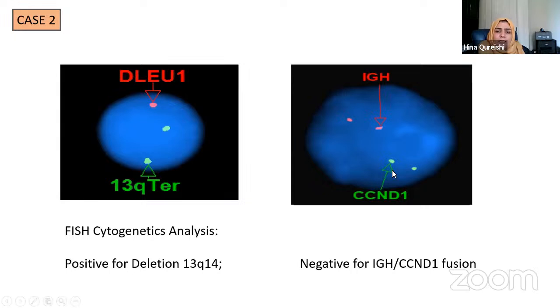So the IGH-CCND1 probes, they show that you have 2 red and 2 green signals. So this is a normal study. So it's negative for the IGH-CCND1 fusion. So based on this finding, actually supports that this is a CLL case with deletion 13q.